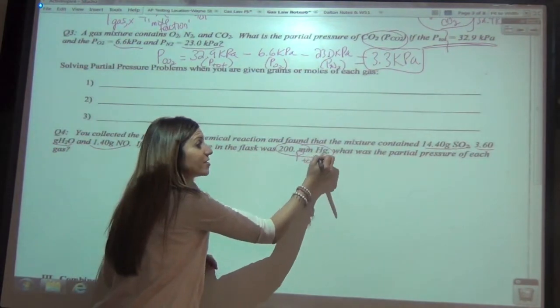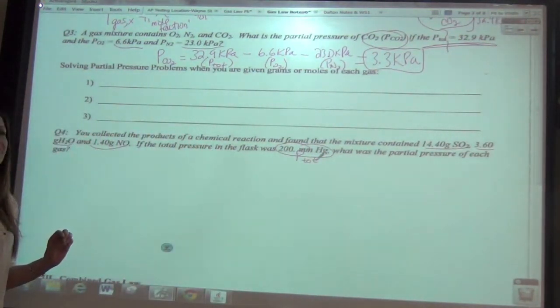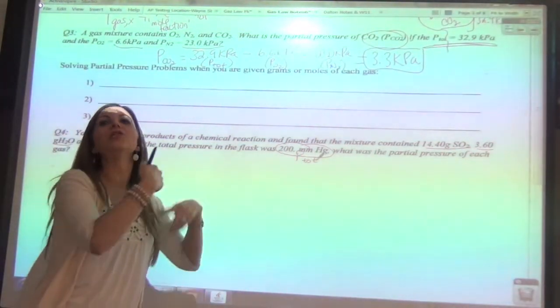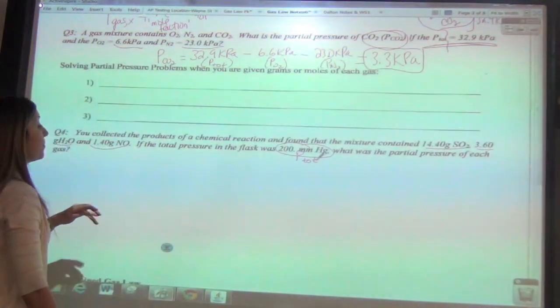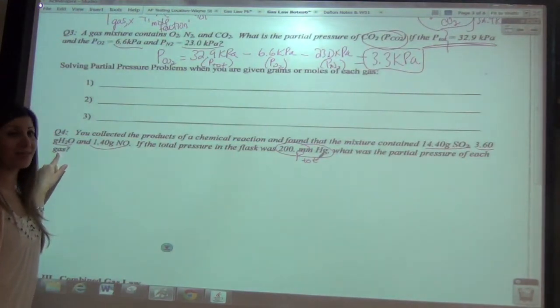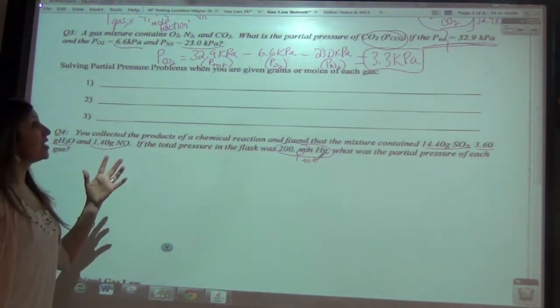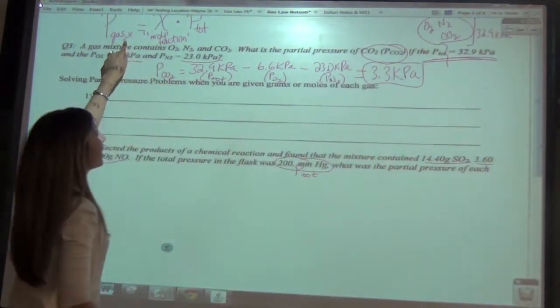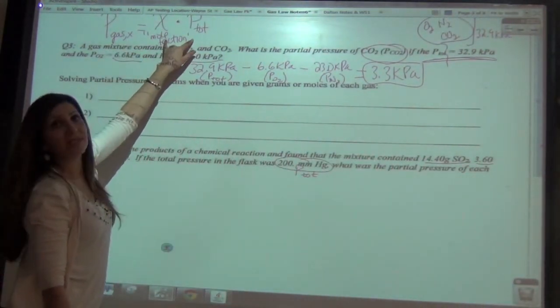P total. Awesome. That's my P total, okay? Mark it as soon as you see it, and then that way you know you don't have to look for it later. What was the partial pressure of each gas? All right. We know that we're looking for P gas. Do we know either one of these?